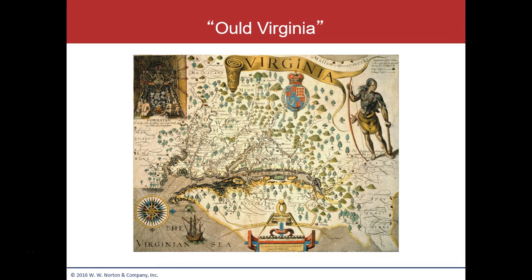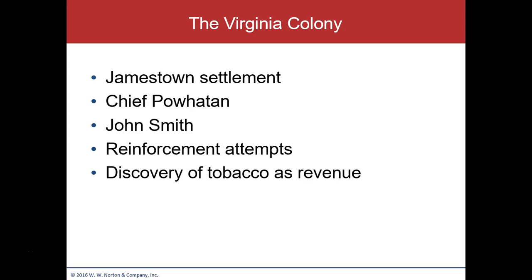All right, so we have the Virginia colony. Oh, I'm sorry. Change the slide. The first one's going to be established in 1607 when settlers travel up the James River, which they named themselves after their king, King James I. And they settled inland to hide their colony from the sea. They named this settlement Jamestown, again, after their king.